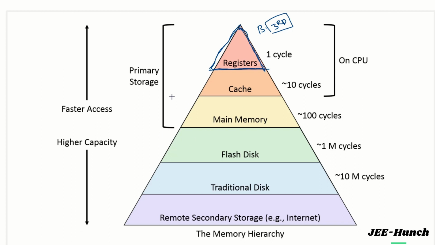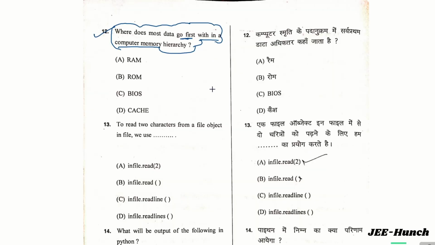So the question was, firstly where does data go in memory? It goes in register, then cache memory, then main memory, then flash disk, then traditional disk, and then remote and secondary storage. Okay, so let's move on. This was where does most data go first within a computer memory hierarchy. So the answer is cache memory. Cache memory is the faster memory and the data goes in cache memory. Option number D is correct, because here it is not registers, and in this semester we don't have to study about registers, so mainly you will answer cache memory.